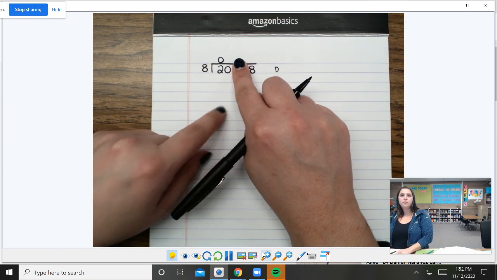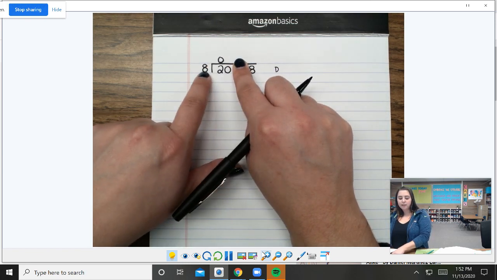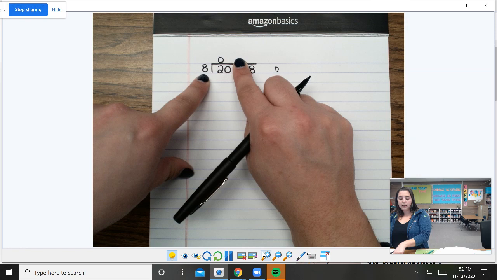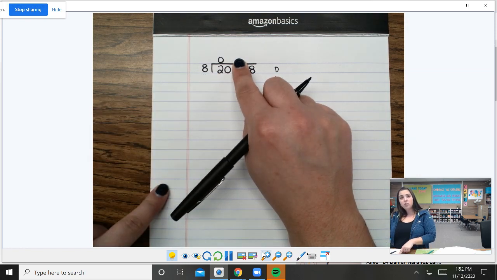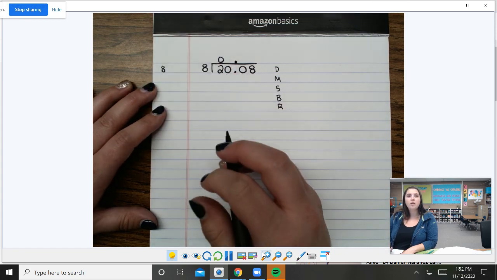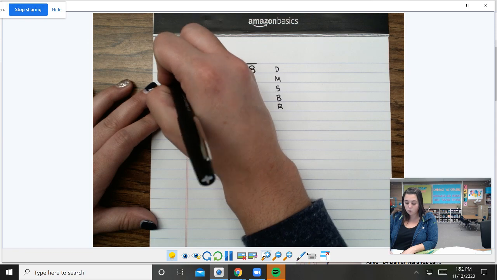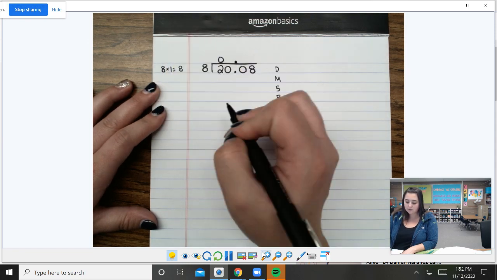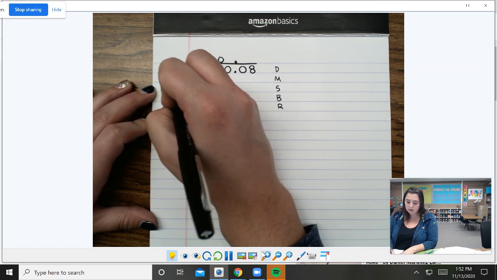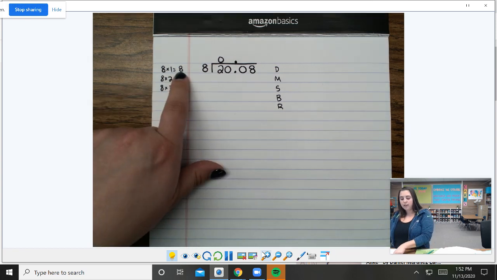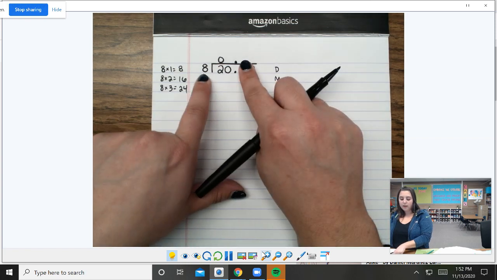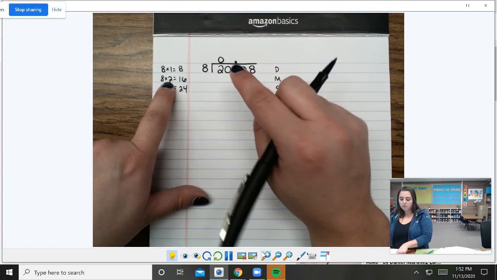I'm going to go one more digit. So now I have 20 divided by 8. Think of it like $20 if I was splitting it among 8 people. 20 divided by 8. So if it helps, here's another trick. Along the side, if you know how to do your skip counting, you could list them off here. So like 8 times 1 would be 8. 8 times 2, 16. 8 times 3, 24. Or you could just write down the answers. 8, 16, 24. So 20 divided by 8 would be 2 times.